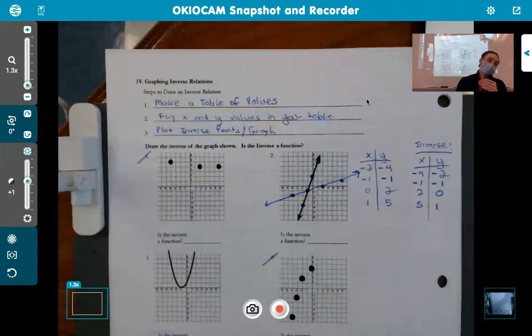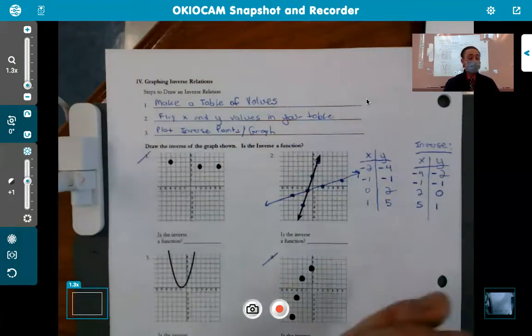So the vertical line test, yes. I'll get to that in a second. Good question. So that's the entire process of drawing an inverse.